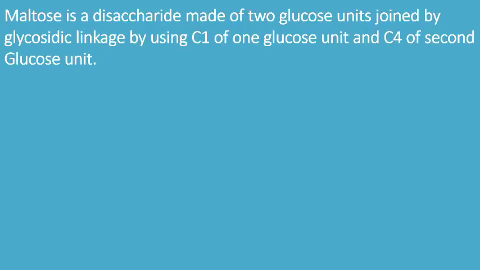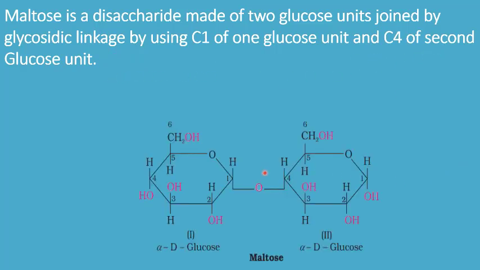Now let us discuss maltose. Maltose is a disaccharide made of 2 glucose units joined by a glycosidic linkage using C1 of one glucose unit and C4 of a second glucose unit. So this is the maltose diagram. Here, C1 of the first glucose unit is involved in the ring structure as well as the glycosidic linkage.